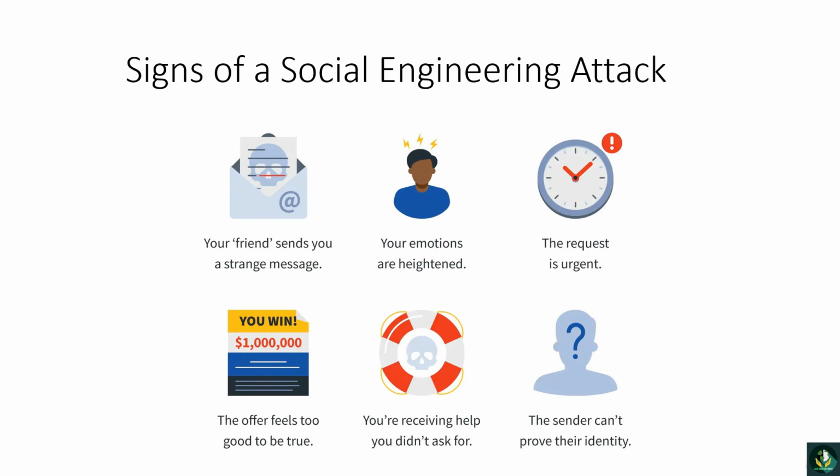The sender cannot prove their identity. If you raise any suspicion with a potential social engineer, they are unable to prove their identity. Perhaps they won't do a video call with you, for instance. Chances are that they are not to be trusted.